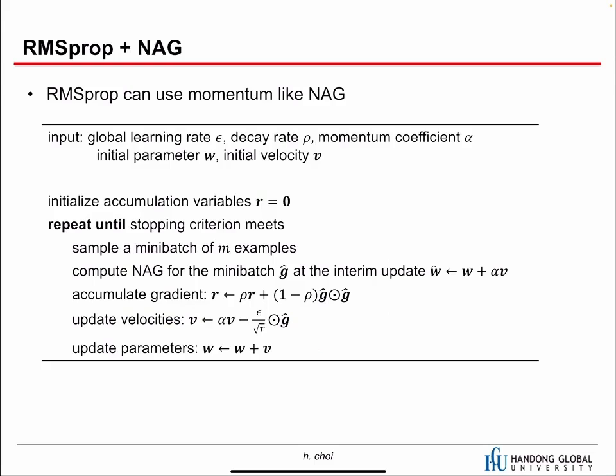And we can add momentum to RMSProp. In this case, we have NAG, Nesterov accelerated gradient. So the steps are the same, but instead of calculating the gradient, we calculate NAG. And then R is the same as before, and we have a velocity, and we update. So the optimization algorithms are slightly different from others. Just one step is different, and that makes a difference in the training process.